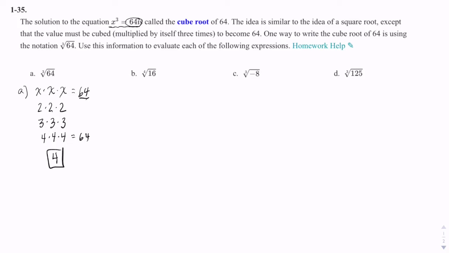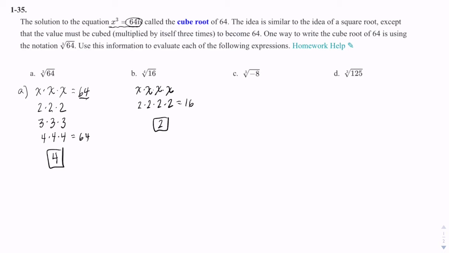Okay, for B, now they're asking the fourth root of a number, right? So that means a number times itself 4 times is 16. So again, I can use guess and check. I'll start with 2, right? 2 times 2 times 2 times 2. 2 times 2 is 4, times 2 is 8, times 2 is 16, right? So we got it on the first shot, right?